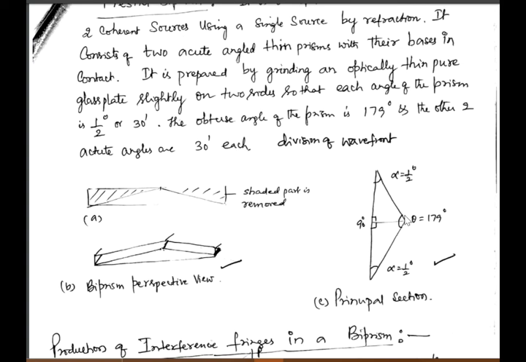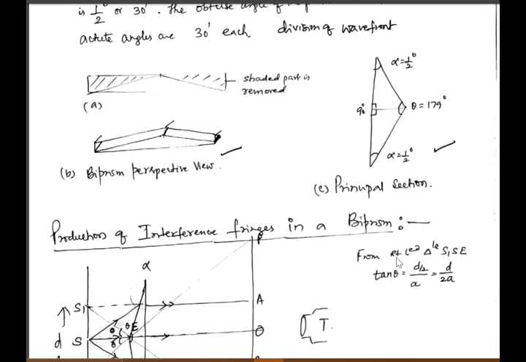And this third figure shows the principal section of a biprism. You can see how the two thin prisms are joined face to face such that the angle is 90 degrees, they are touching each other. Therefore, the angle theta between the two surfaces is about 179 degrees, and the angle alpha at this end or at the opposite end will be about half a degree or 30 minutes. This is how the biprism is prepared.